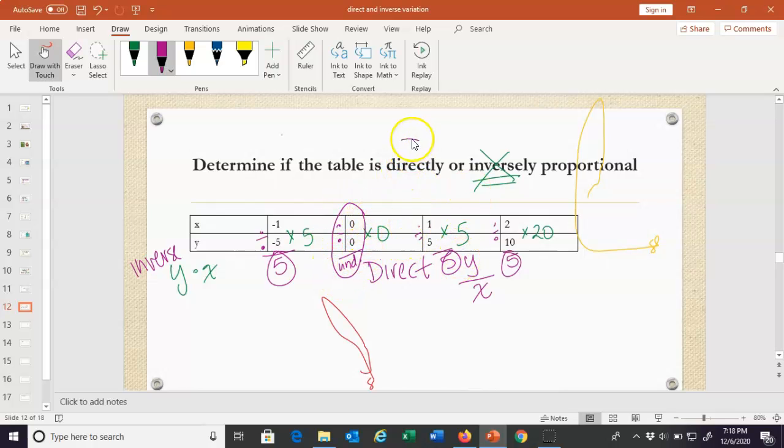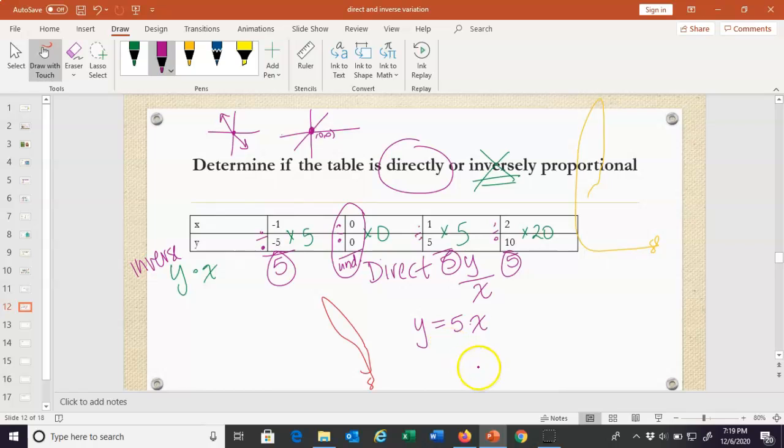If you remember, direct variation does always go through the origin. So it does always have a point at 0, 0. Always. Whether it's that way or this way, that is going to be a point of the function. So let's just say that we're going to say this is direct and 5 is the constant of variation. That means our general form is y equals 5 times x.